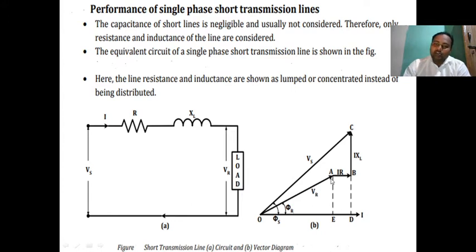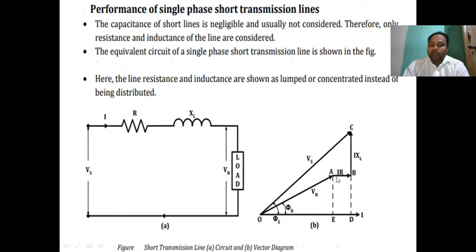Next one is how can you draw the drops? So what are the drops present in a short transmission line? There are two drops, one drop due to the resistance and another drop due to the inductive reactance or inductance. So here the current flowing in resistance R, so the drop is IR, and also here in the inductance, the drop is IXL.